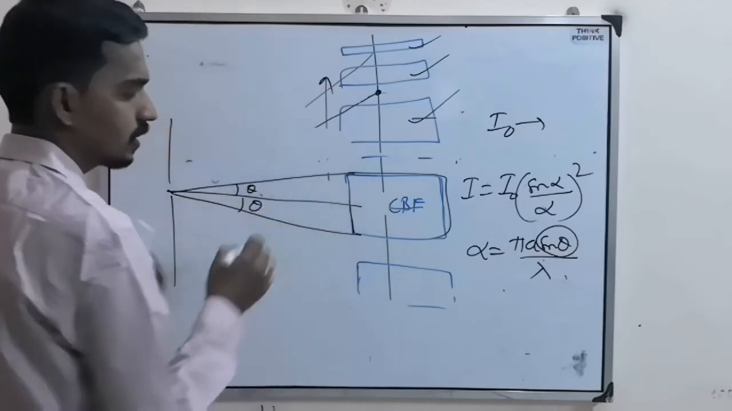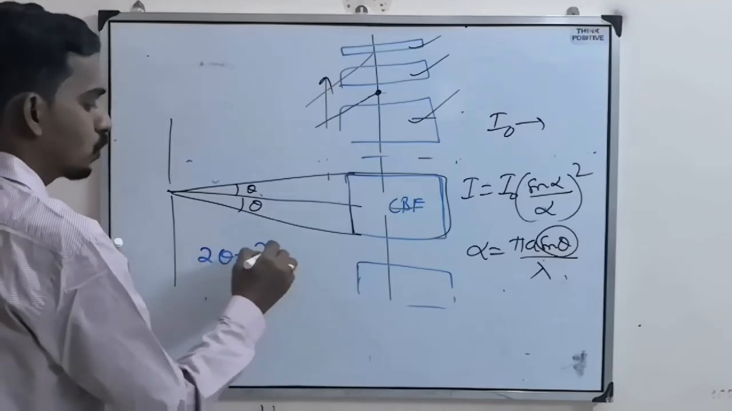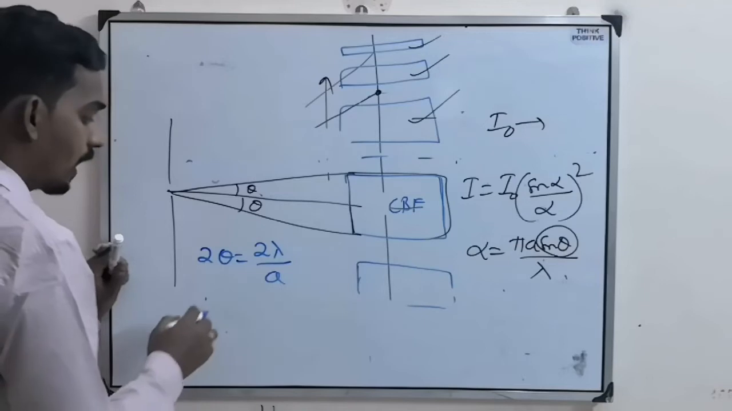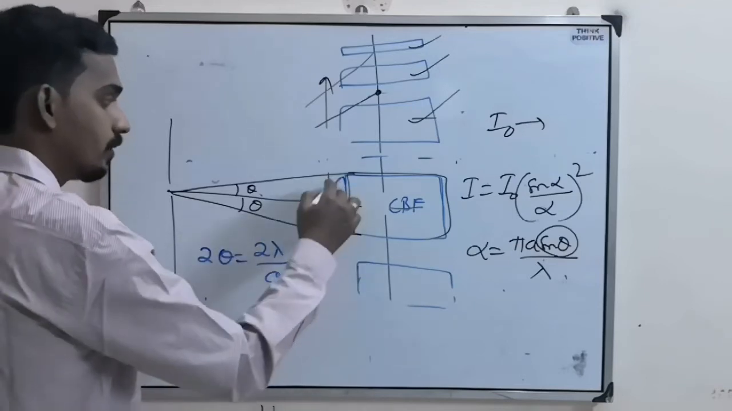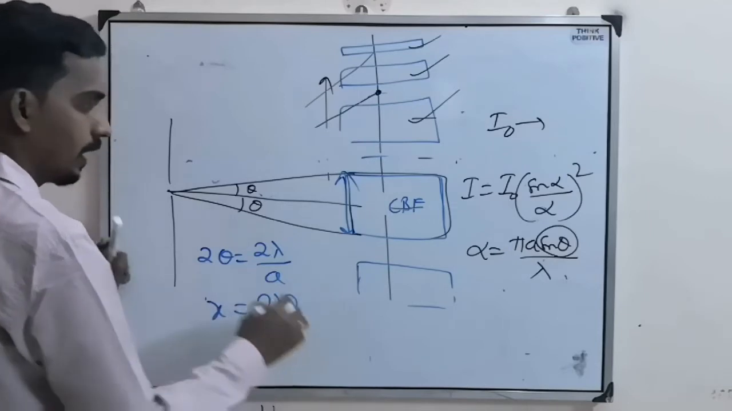If this is theta, this is theta. So what is the angular width of the central fringe? That is 2 lambda by a. And what is the linear width of the central maxima? That is 2 lambda d by a.